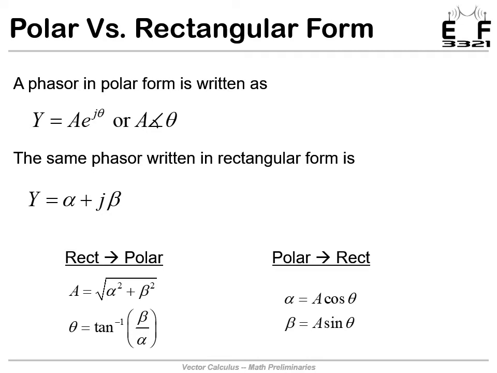Now, when we're doing multiplication and division of phasors, we tend to prefer to work in the polar form. So if we're given the rectangular form, we'll have to calculate the polar form, do our math, and then if we need to, convert back to rectangular form. When we're doing addition and subtraction, we prefer to do that in the rectangular form. So if you're given the polar form, we'll convert to rectangular, do our math, and if we need to, convert back to polar. So we need to be practiced at going back and forth between rectangular and polar as we calculate equations that have both addition, subtraction, multiplication, and division.